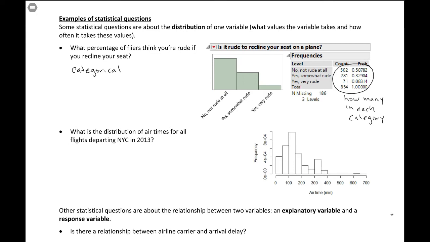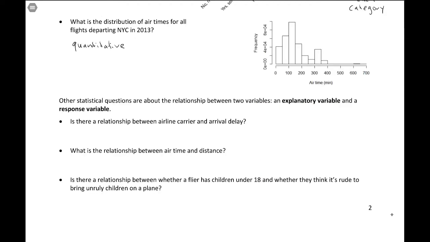Another question about the distribution of just one variable, what is the distribution of air times for all flights departing New York City in 2013? Okay, so here we can see that we have a quantitative variable. Airtime is measured in minutes, so for every flight we're recording a quantitative value. So those were questions about the distribution of just one variable.